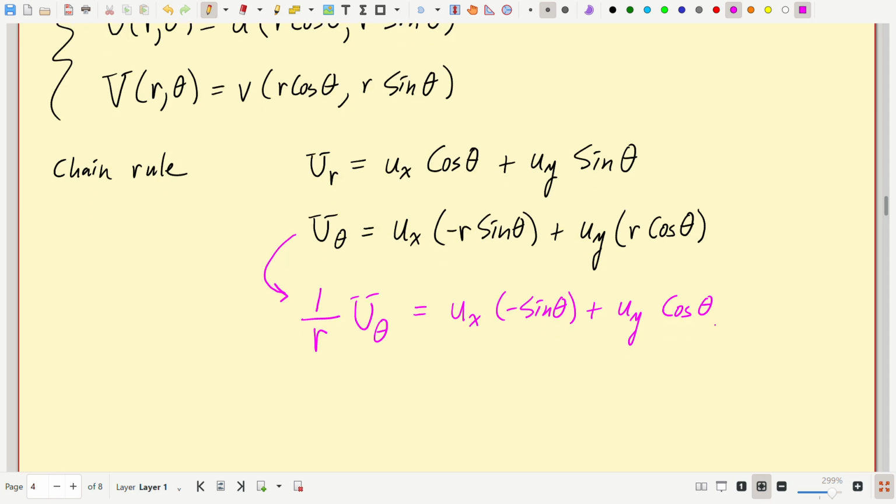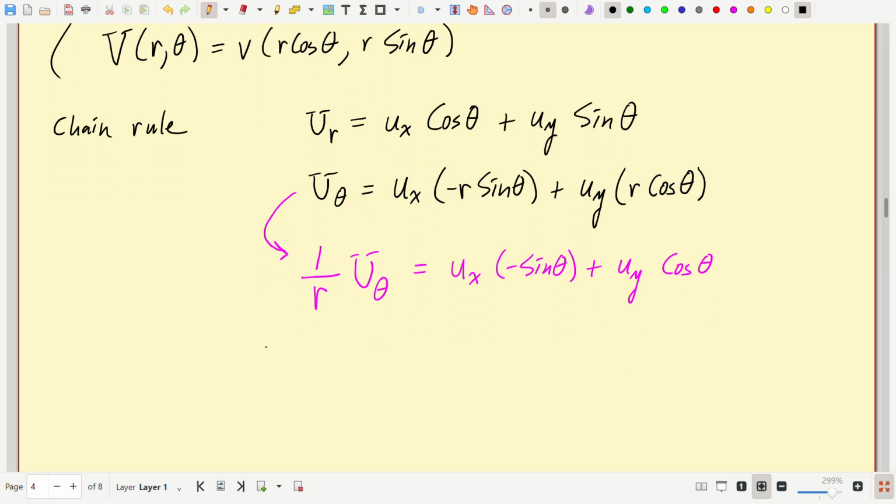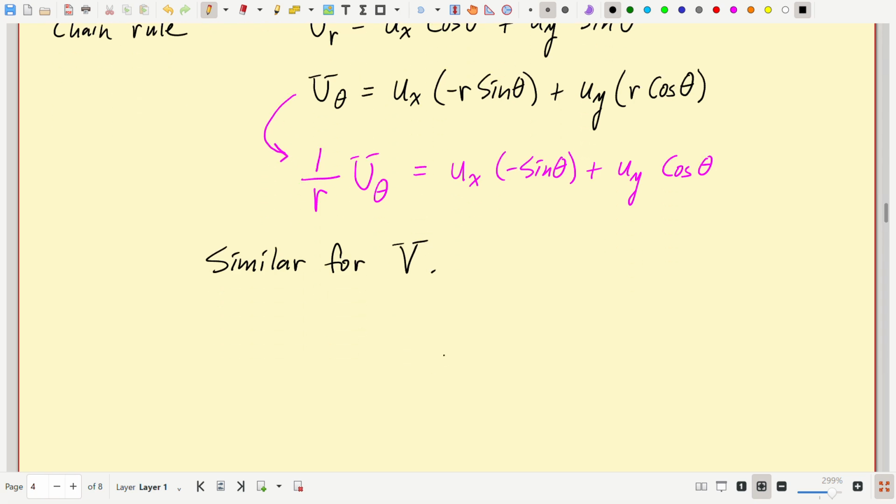Okay, and you write out exactly the same thing for the v ones. Very similar, it's just there's v's where the u's are. And when you write that out, you're going to get this. Star: du/dr, dv/dr, and 1/r du/d theta, and 1/r dv/d theta.